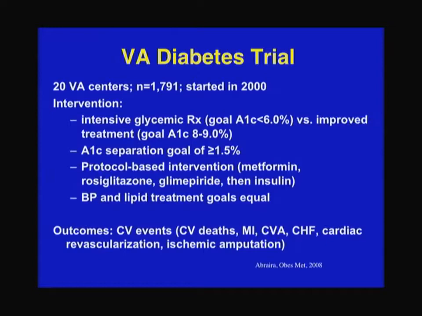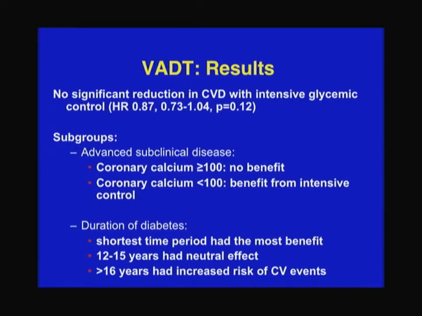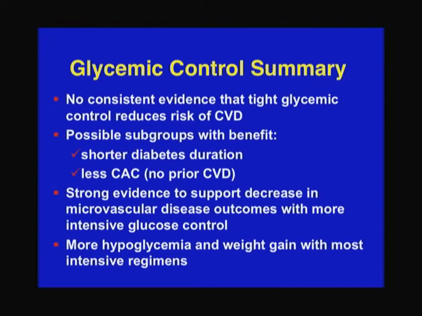So we ended up with 1 study that was no difference, 1 study that shows harm. And then there was a 3rd study that the VA did, which was basically the same idea. Again, they compared 8.4 to 6.9, and basically, again, no significant reduction in heart disease. So the take-home message was there was no consistent evidence that tight glycemic control reduces the risk of cardiovascular disease. So for today, this year, status quo wins another round, we still don't have proof that this reduces heart disease.